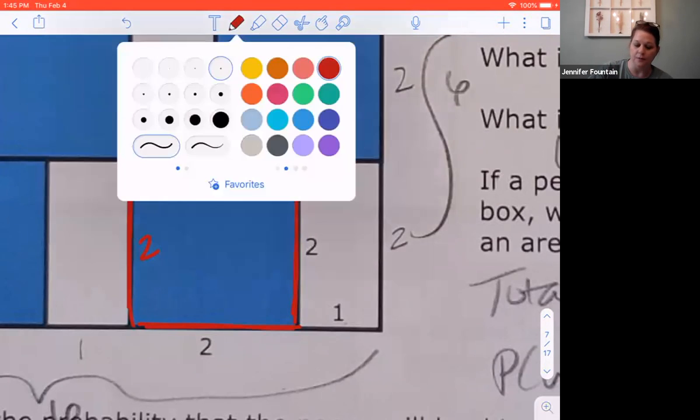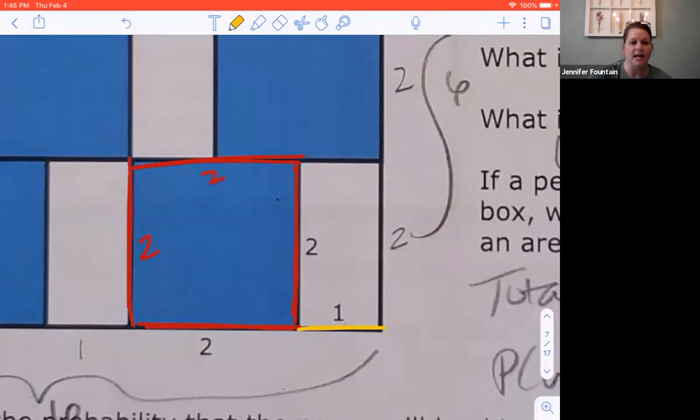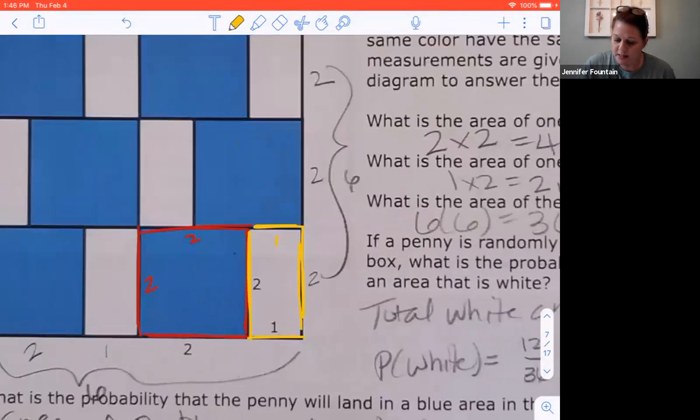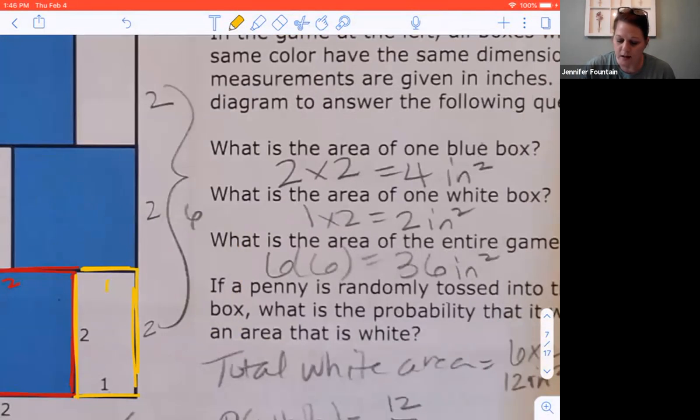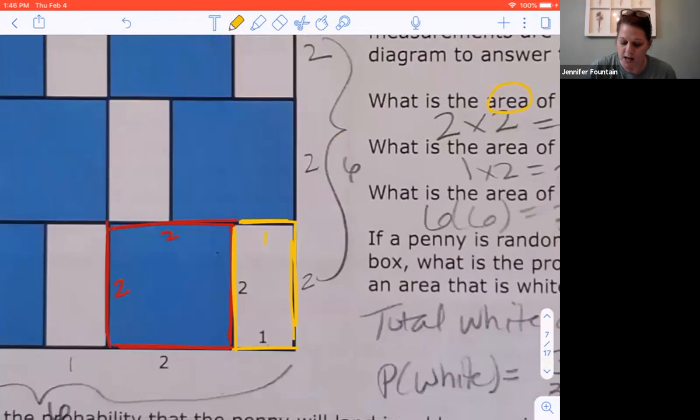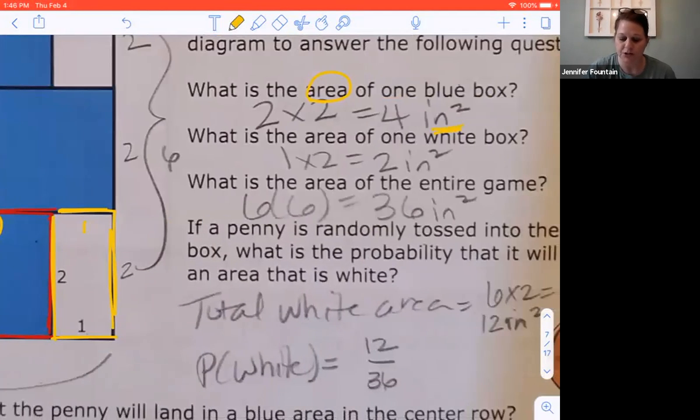Now they've told me that my other smaller box, this side is 1. So that means this side is also 1, but then this side is 2 and this side is 2. Okay, so we've got squares and rectangles here. So it says, what is the area of one blue box? So remember, my blue box is going to be side squared, or side times side, and 2 times 2 is 4 inches squared. The area of a white box, I multiply 1 times 2. 1 times 2 is 2 inches squared.